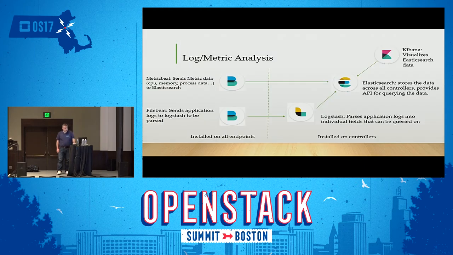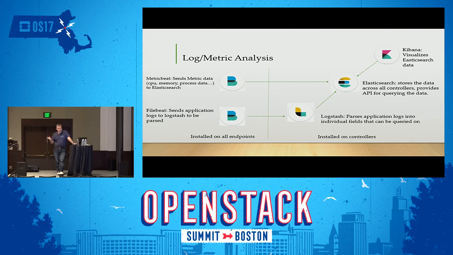So this graph kind of shows that while Nagios was a poll mechanism, checking for health every 10 minutes or so, log analysis, or Elk, is a kind of a push mechanism. So we have Metricbeat and Filebeat installed in the endpoints. Metricbeat gathers data from commands like top, system data like CPU usage, memory usage, process usage, a ton of data, and it sends that to Elasticsearch.